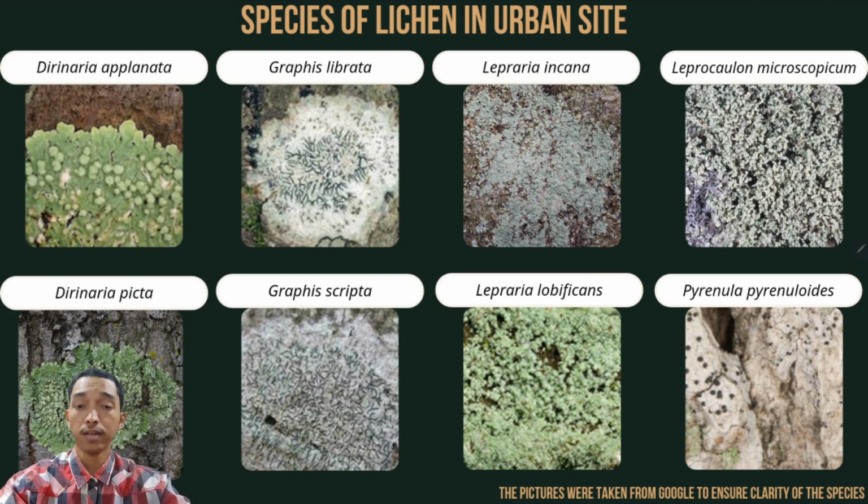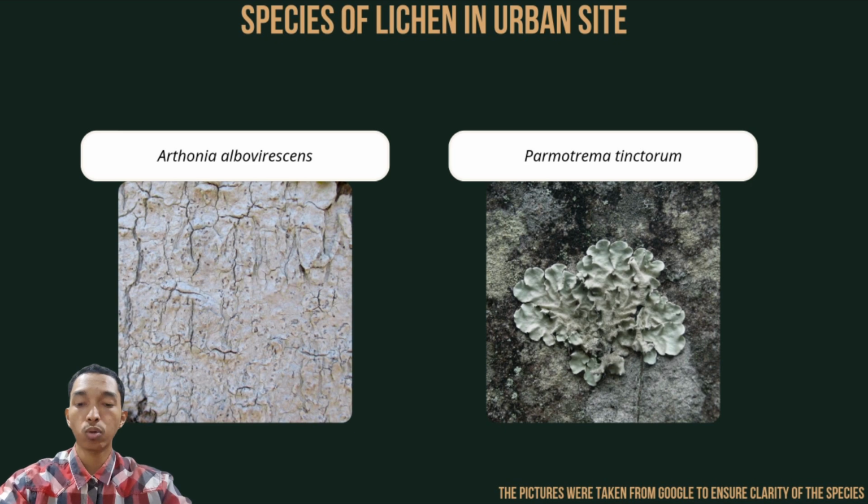In this discovery, there were 10 species found in the urban site, as depicted here. They are Diurnaria aplanata, Diurnaria picta, Graphis liberata, Graphis scripta, Lepra incana, Lepra labificans, Leperculon microscopicum, Paranula paranuloides, Altonia albovirescens, and Pammoterma tinctorum.